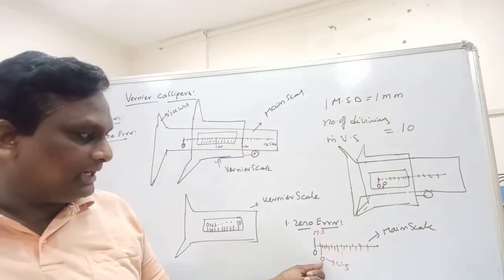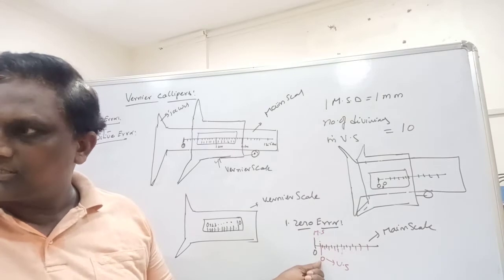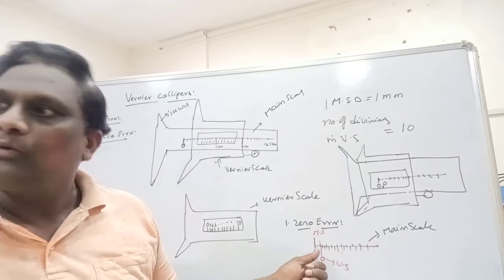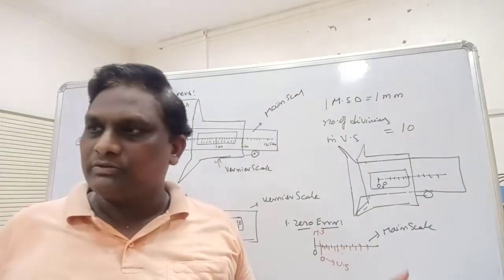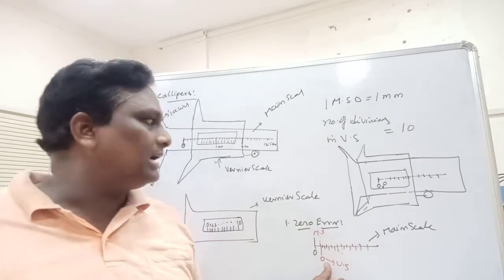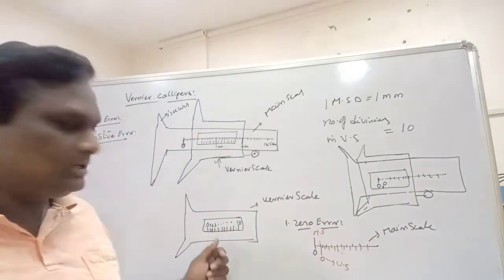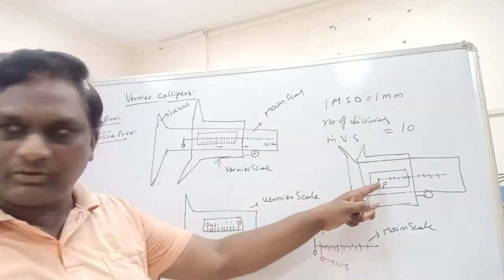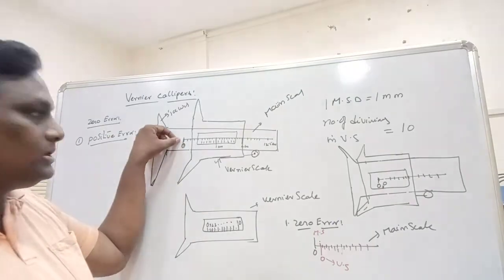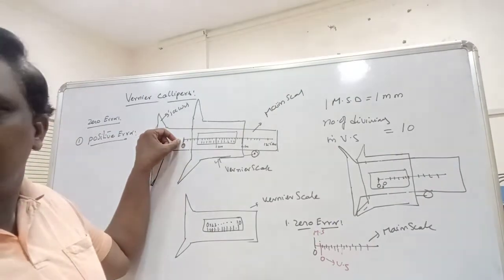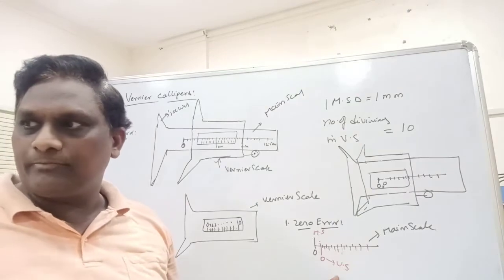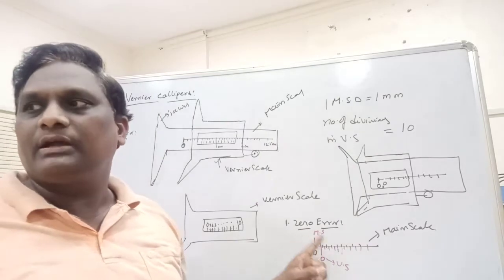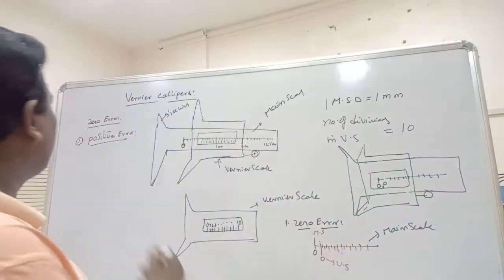Suppose the Vernier scale 0 is right side of the main scale 0. Then we call it the positive error. I'll repeat, what is the positive error? If the 0 of the Vernier scale is this one, this is the Vernier scale, if the 0 of the Vernier scale is right side, it cannot coincide with the 0 of the main scale. So this is the 0 of the main scale. This 0 of the main scale does not coincide with the 0 of the Vernier scale. If 0 of the Vernier scale is right side of the main scale, then we call it the positive error.